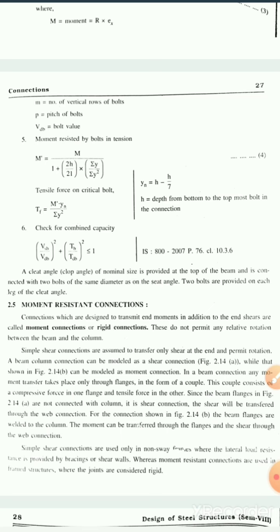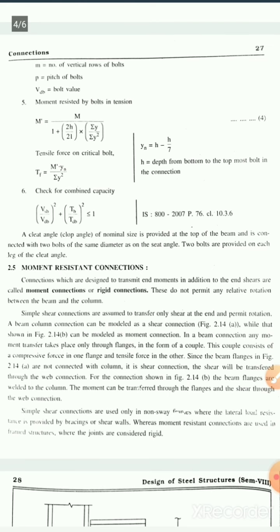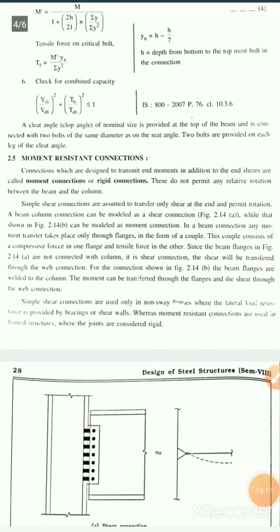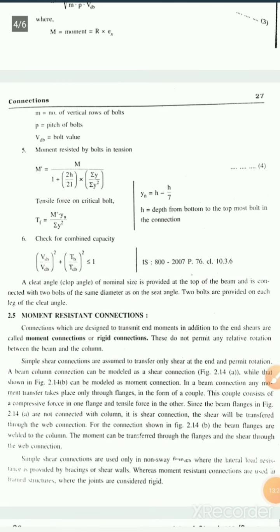So a cleat angle or a clip angle of nominal size is provided at the top of the beam and is connected with two bolts of the same diameter as on the seat angle. So two bolts are provided on each leg of each cleat angle. This design criterion is also given in IS 800 2007, page number 76, clause number 10.3.6.